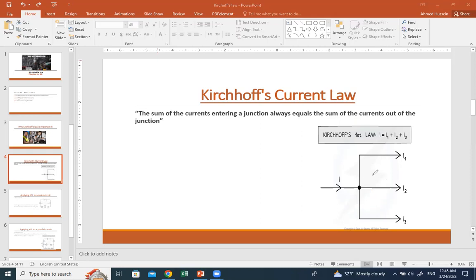So according to this law, let's apply it. In this case, we have I only entering the junction, and I1, I2, I3 leaving the junction, which means that according to Kirchhoff's law, I equals I1 plus I2 plus I3. It doesn't matter how many currents you have going into or out of the junction, they should be the same.